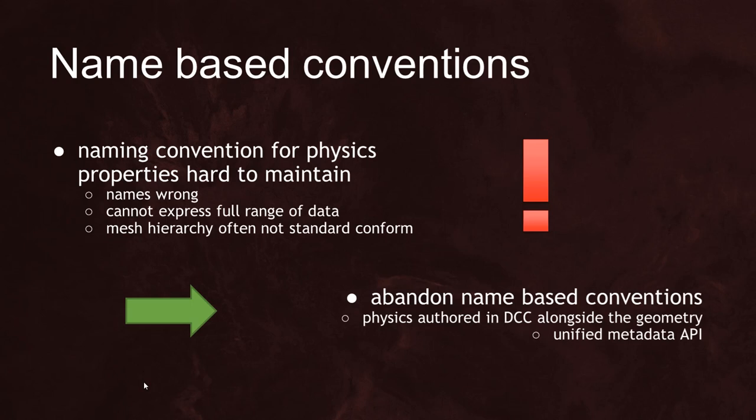The mesh hierarchy in our case, for example, was quite often not standard conform, so things just didn't work. What do you do with it? You abandon name-based conventions, and any kind of metadata needs to be directly authored alongside the stuff you're building. Either it's attached to the geo or it comes inseparable as a sidecar file, and you have a unified API, and that is basically what we're doing now, because anything else just doesn't scale beyond basic control.